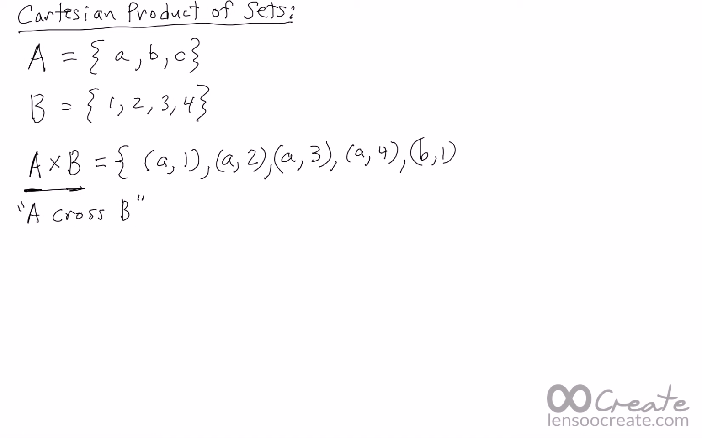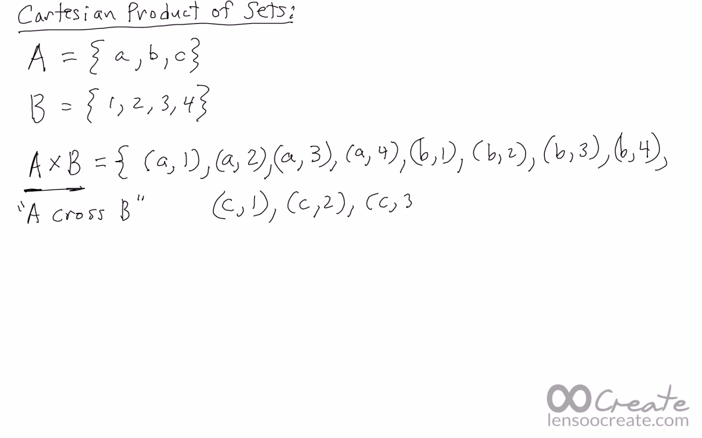b, 1, b, 2, b, 3, b, 4. And if I need a new line, I can just wrap it around. c, 1, comma, c, 2, comma, c, 3, comma, c, 4. And so it's a little bit tedious, but not too bad. And I can put my curly bracket here.